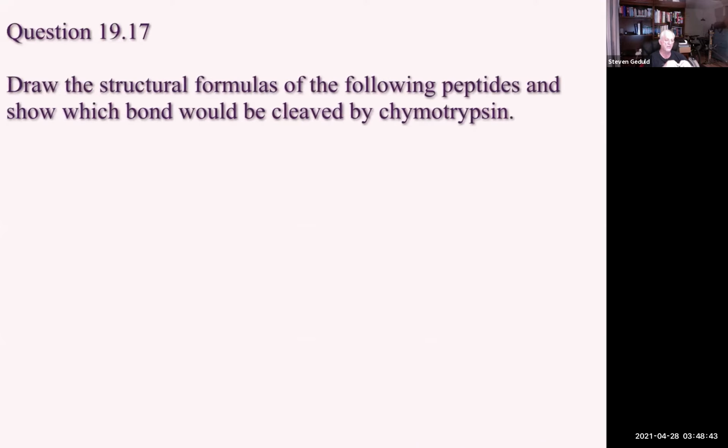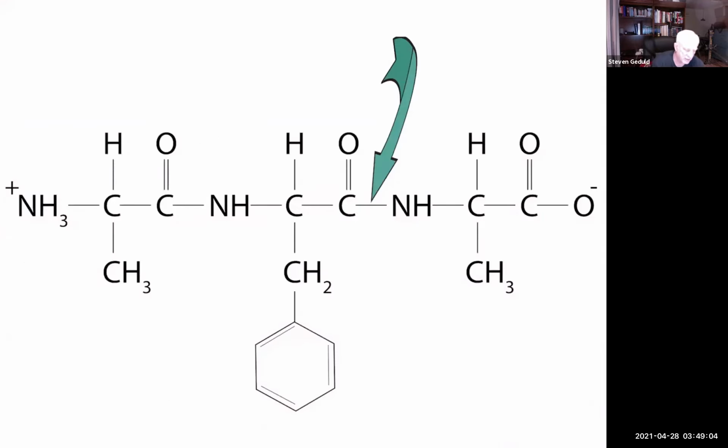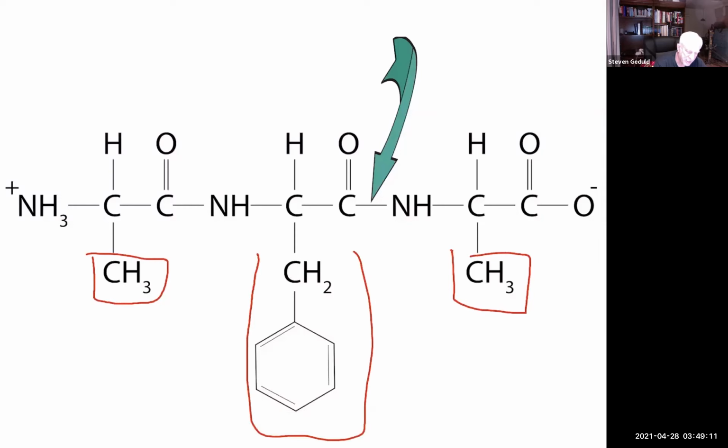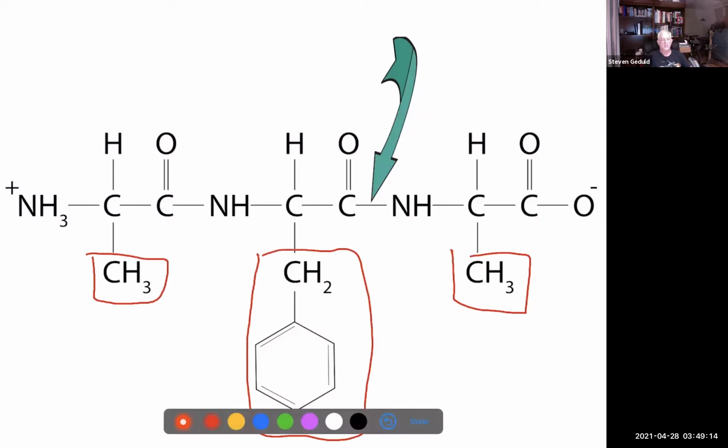Answer a couple questions. Draw the structural formula for the following peptides and show which bonds we cleave by chymotrypsin. All right, so let's draw, okay, alanine, phenylalanine, and alanine. You look at the chart, I don't expect you to memorize all the amino acids. But you look at the chart, like the chart we just had up above, alanine, phenylalanine, and alanine. Alanine has a CH3 group, okay, phenylalanine has CH2, and then a benzene ring. So that's alanine, phenylalanine, and alanine. Those are your amino acids.